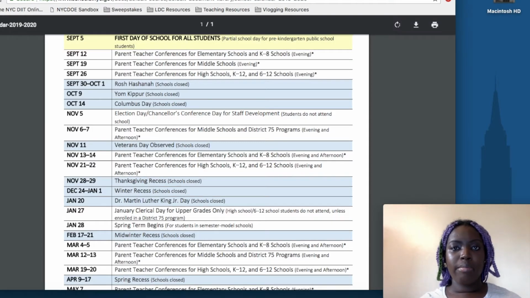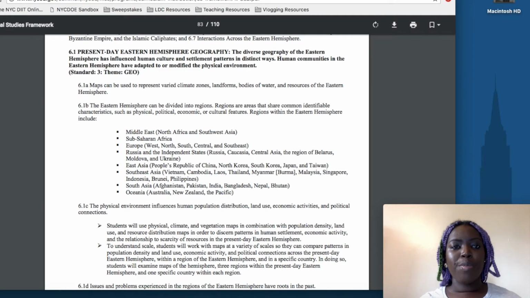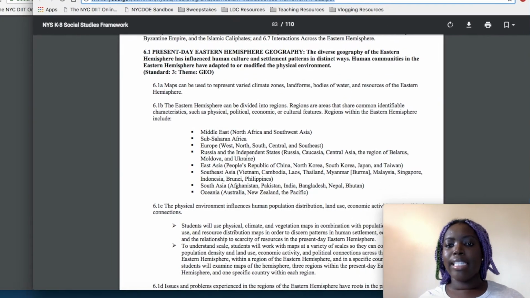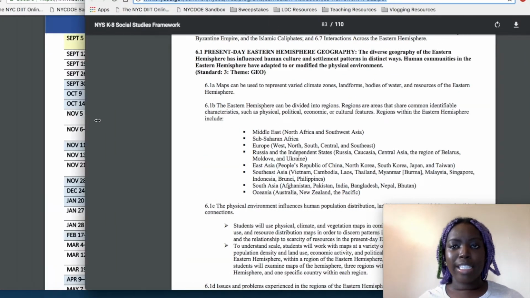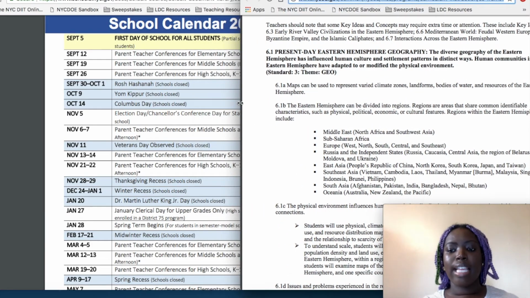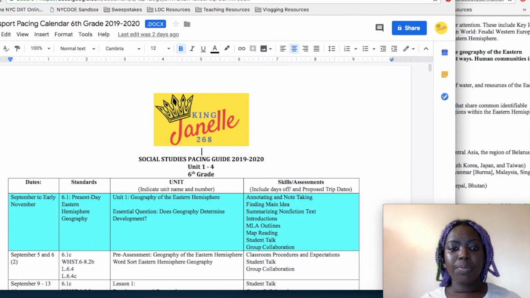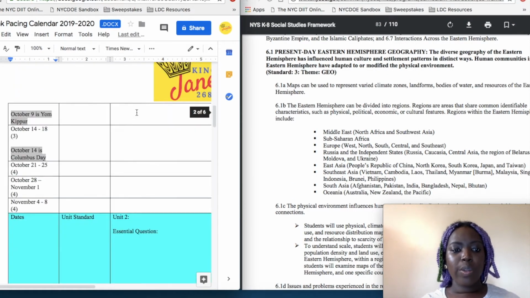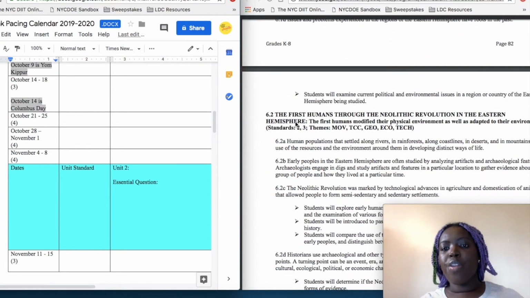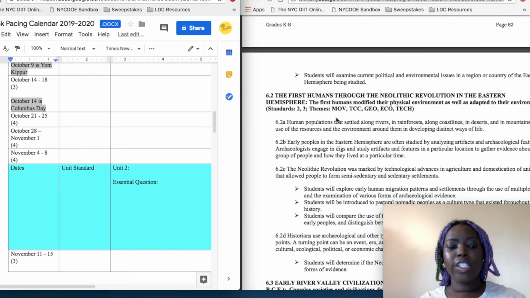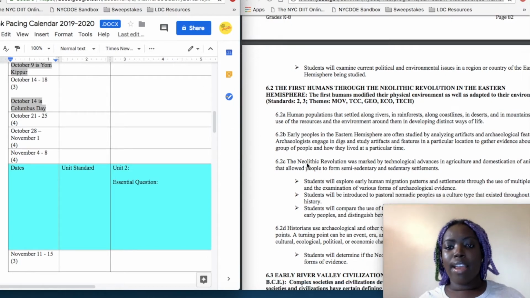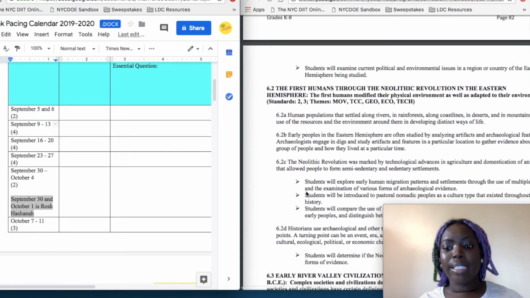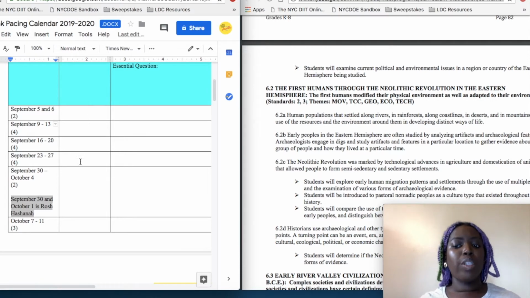So, Unit 1, I know Unit 1 standard is present-day Eastern Hemisphere and geography. I got that from my district. I actually got that from the state. The state decides your standards. I know Unit 2 is on the first humans to the Neolithic Revolution, so you put that right here, and so on. So everything is there. Now, every standard has substandards, and substandards for social studies will be taught throughout the year.